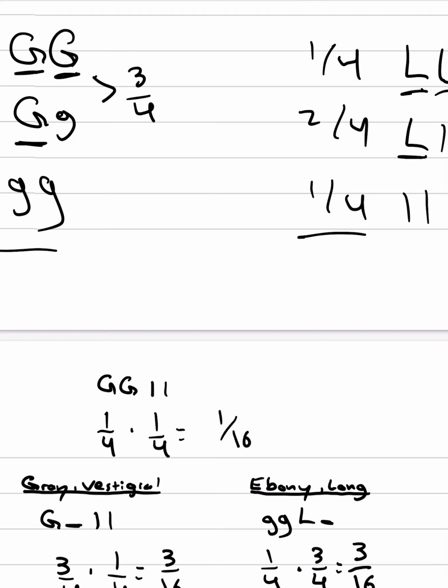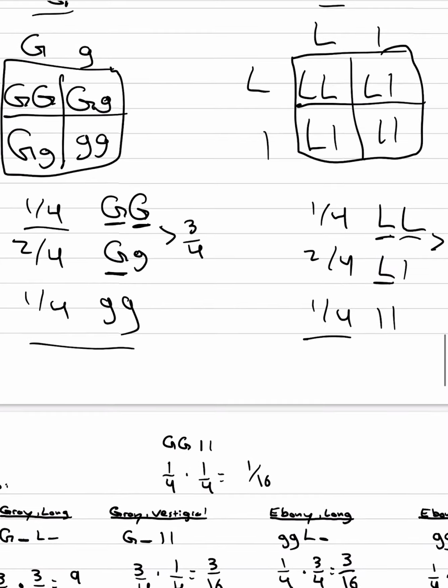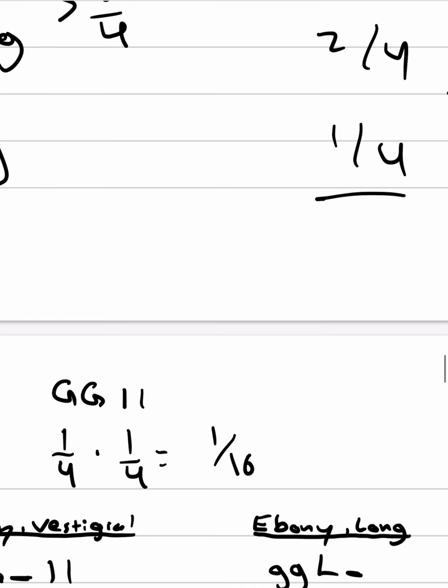So this tells us the ratio of each of the genotypes we can get. And you can go and solve for all of them, and you will find that they'll all add up to 16 out of 16. So that's how you know that you did the problem right.